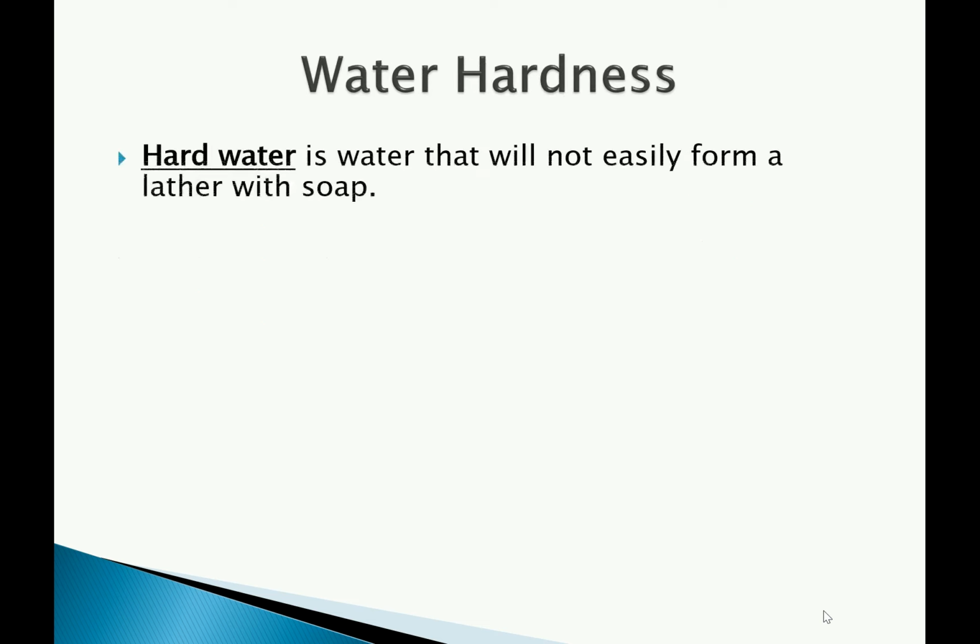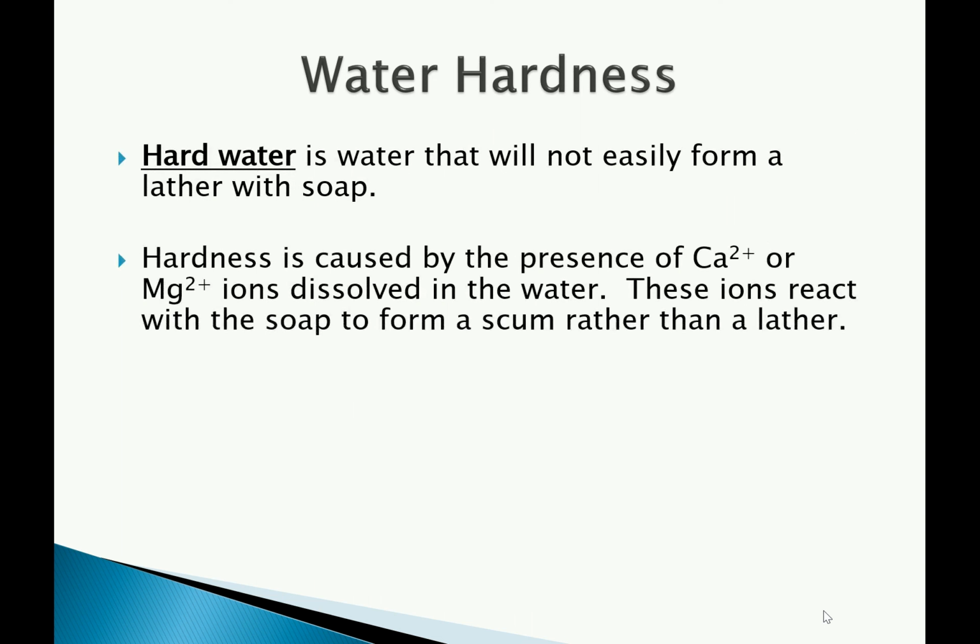So water hardness, just to begin with, it's water that doesn't easily form a lather with soap, and it's caused by having calcium or magnesium ions dissolved in the water. When those ions are dissolved in the water, it ends up forming a scum instead of forming suds. So you need to keep adding soap until all of that calcium and magnesium is gone. And once the calcium and magnesium is gone, now you can add more soap and it will make suds.